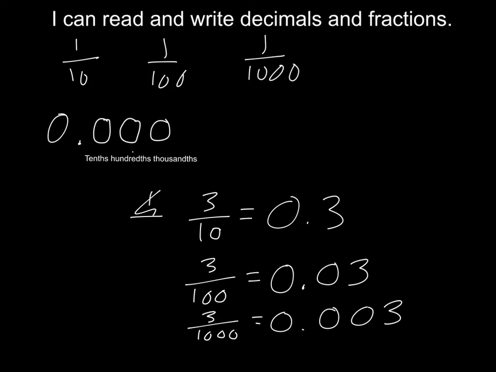And we read these numbers exactly the same. This says 3 tenths. This says 3 tenths. Or we could say 0 and 3 tenths. 3 hundredths, this is 0 and 3 hundredths. That's a 3 in the hundredths place. And 3 one-thousandths or 3 thousandths, we say 0 and 3 thousandths.